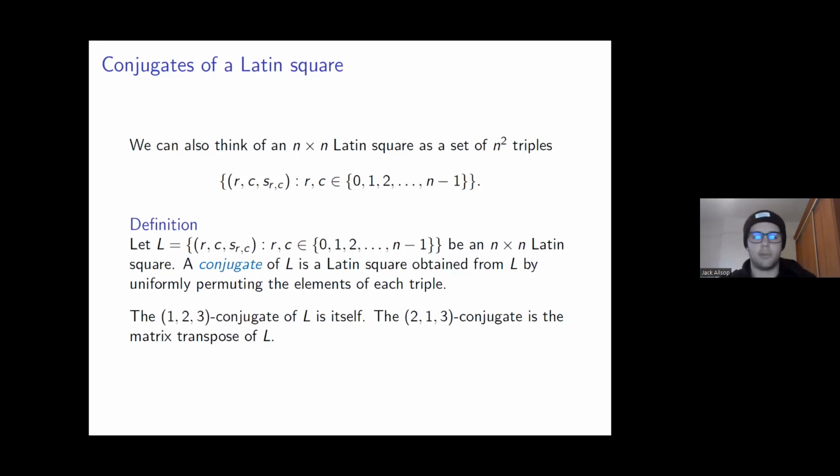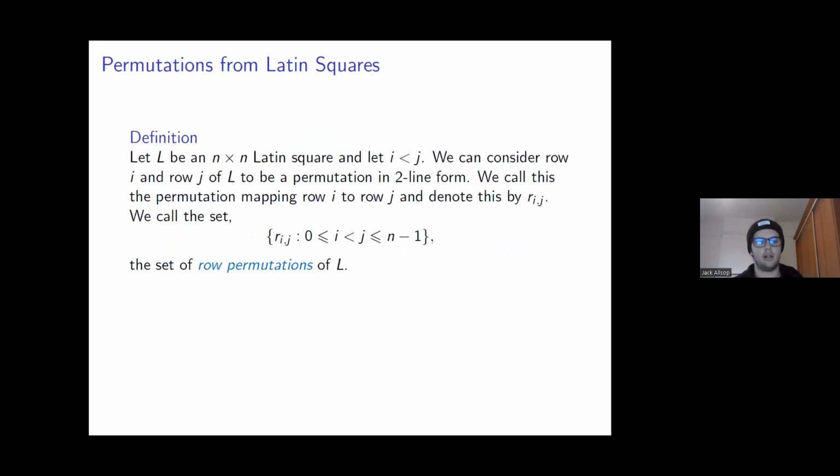We label each conjugate by a one-line permutation, which gives the order of the coordinates of the conjugate relative to the order of the coordinates of the original square. For example, the 1, 2, 3 conjugate of a Latin square is just itself, and the 2, 1, 3 conjugate, where we swap the rows and columns, is just the matrix transpose of the square. Let L be a Latin square and let i be less than j. We can consider row i and row j of L to be a permutation in 2-line form, which we call the permutation mapping row i to row j, and denote by R_ij. We call the set of all such permutations the set of row permutations.